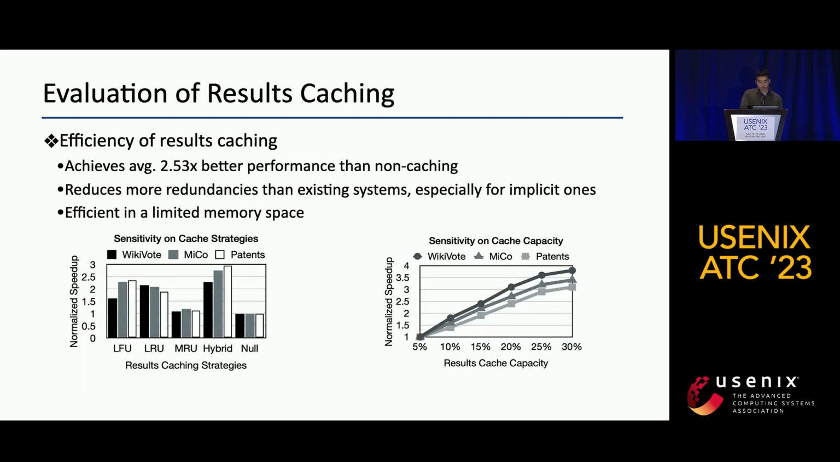In this slide, we test the effects of caching on motif counting. The non-caching approach can only solve explicit redundancies. We may conclude that Cyclosa reduces more redundancies than previous approaches, especially for implicit redundancies removed by a hybrid caching mechanism. When we increase the cache capacity, we see a slowdown in performance increase. This is due to the fact that more capacity also means higher memory access latency.